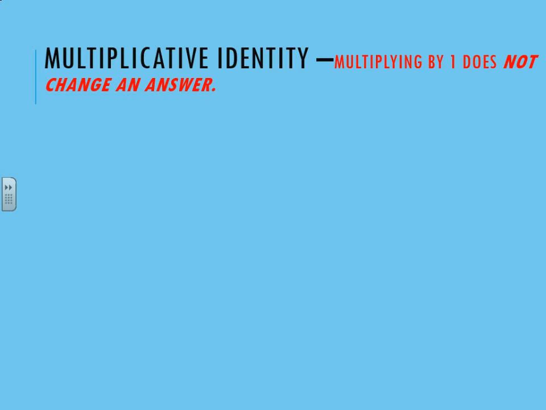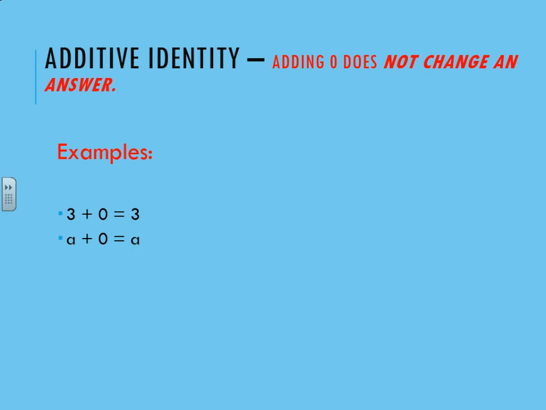All right, the multiplicative identity is where multiplying by 1 does not change an answer. So with the identity problems, you'll notice you're always equaling a number you started with.